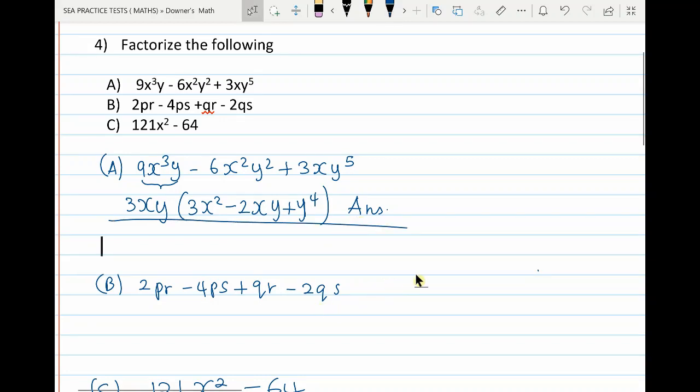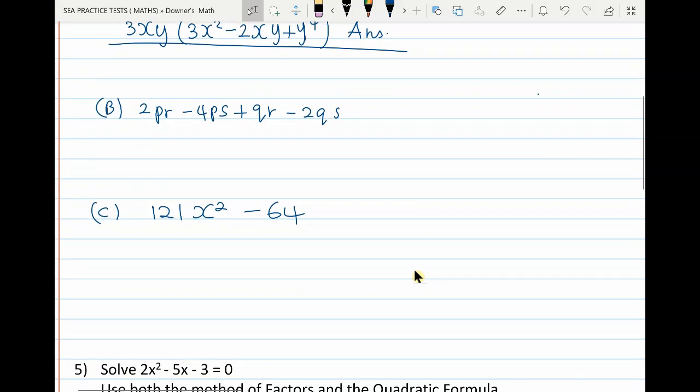Let's look at B now. In B, we have 4 terms. 1, 2, 3, 4. And once you have 4 terms, it's a hint that we are most likely going to have to employ the method of factorization by grouping. So we're going to group these two, and then proceed.